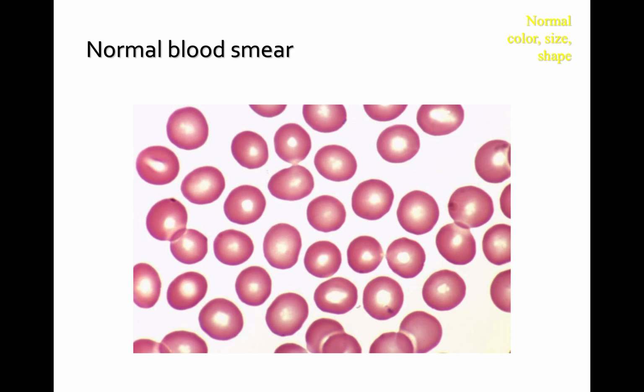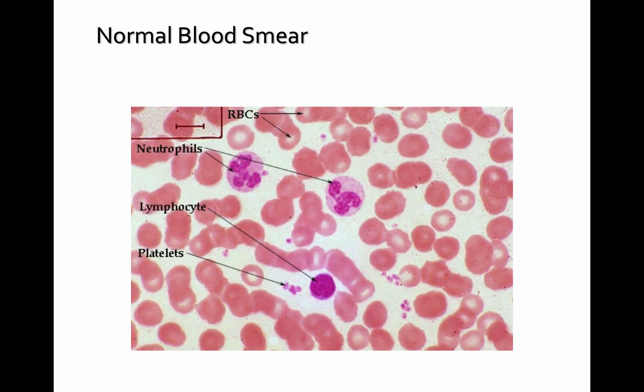This is a normal blood smear, or that's what it should look like. The little highlighted portion is of the cell that you can see. You can see through it. Normal size, color, and shape here. Here's a normal blood smear. Also, this is a real smear, so it looks a little bit more colorful, if you will.